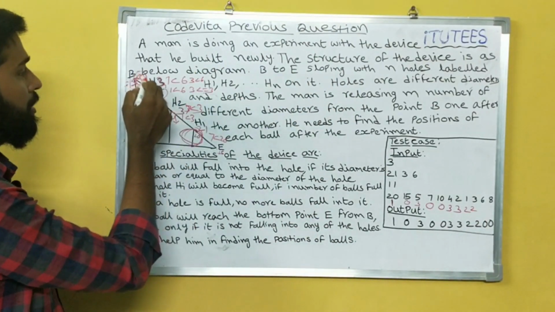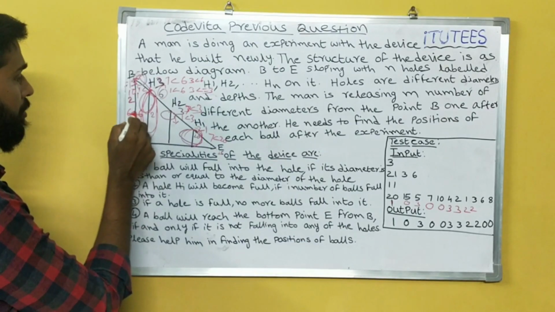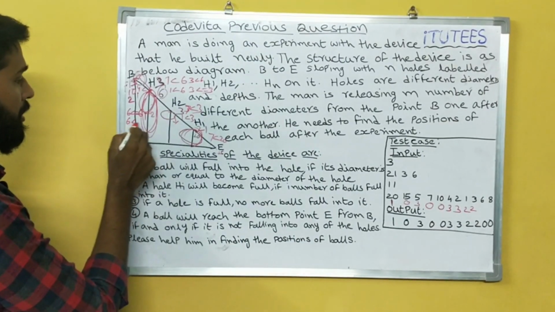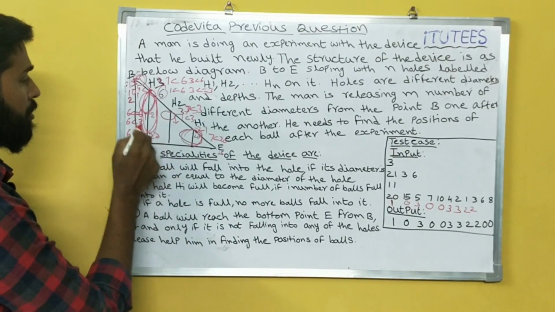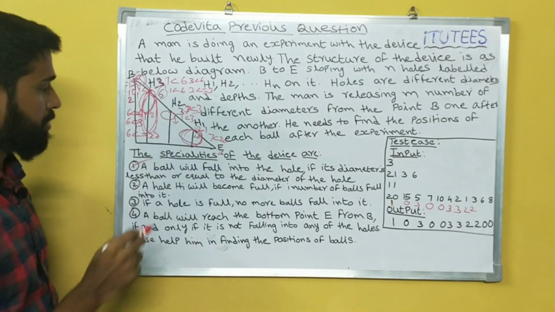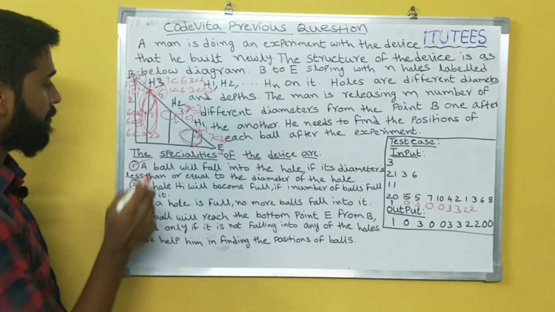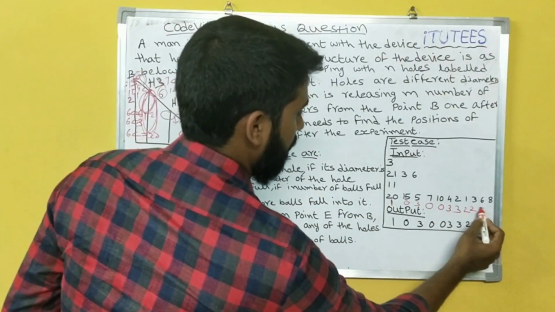Next the ball is 6. 6 less than or equal to 6. True, but it is already filled. 6 less than 3 false. 6 less than or equal to 20. All these are less than or equal to. That means the diameter is less than or equal to. So next one, it reaches E, 0.